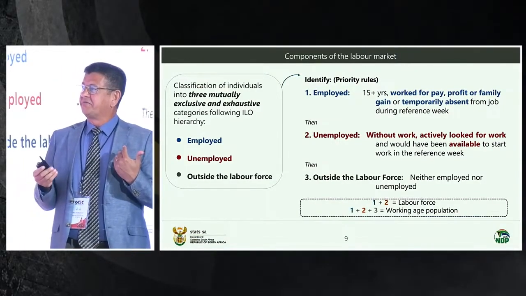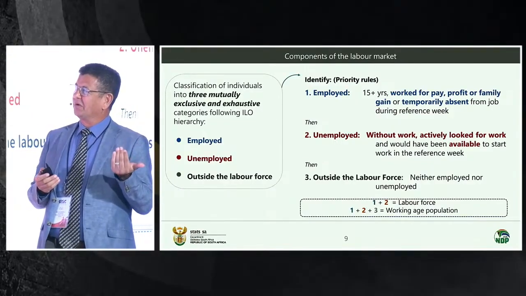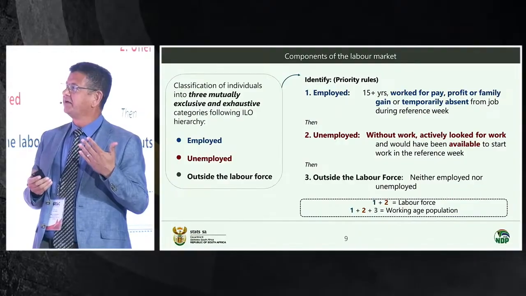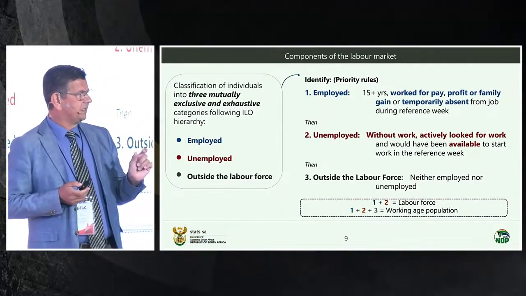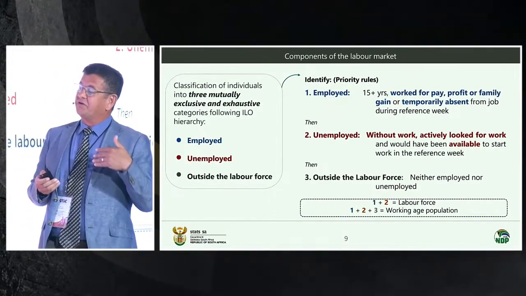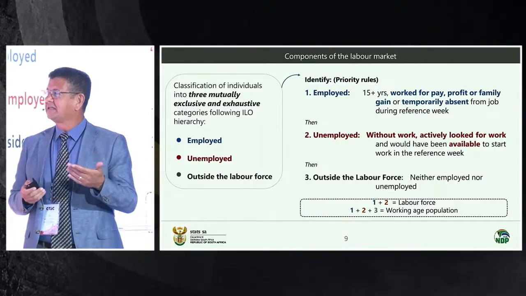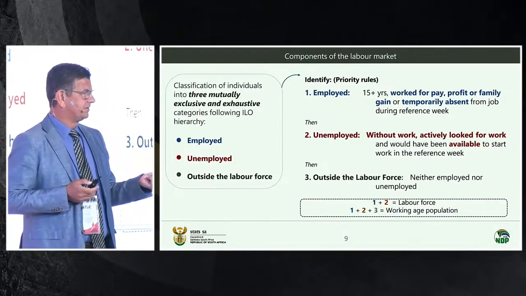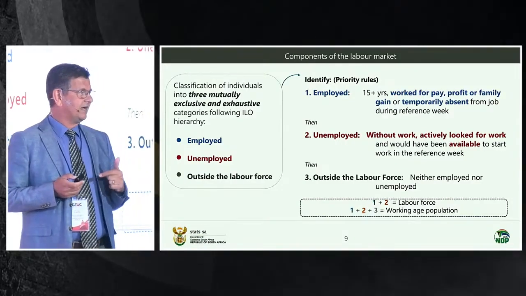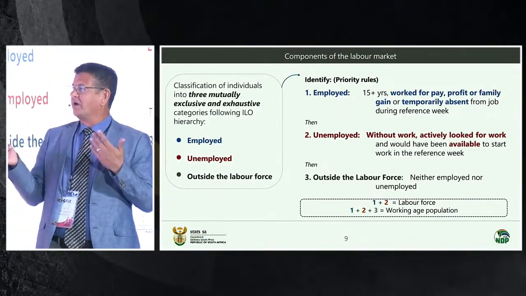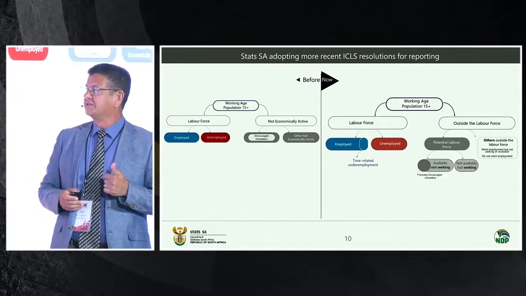So what are the components of the labor market? The new ILO definition says you're employed, that means 15 years and older, if you worked for pay, profit, family gain, or you're temporarily absent during the reference week of the survey. Then, if you're not in the blue, the employed, it means you're unemployed. That is, you are without work, actively looking for work, and you could start in that week. If not, then we say you're outside the labor force. You're not employed or unemployed. So 1 and 2 gives us a labor force, 1, 2, and 3 gives us the working age population.